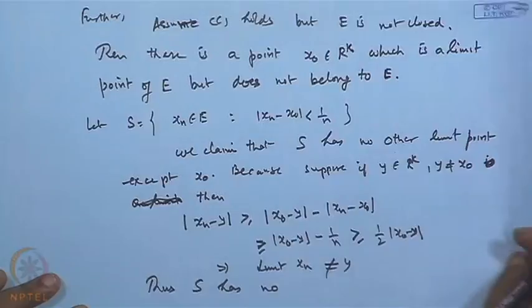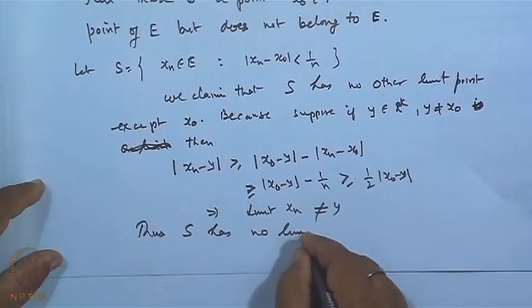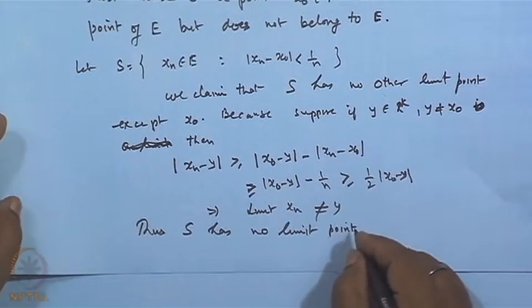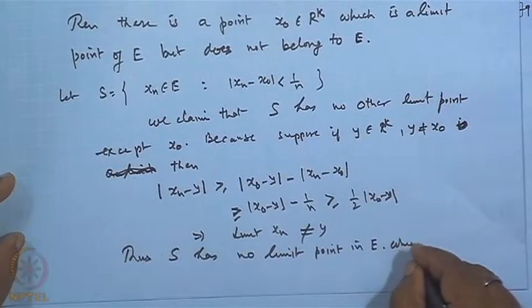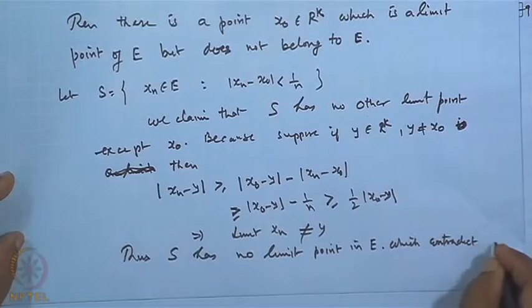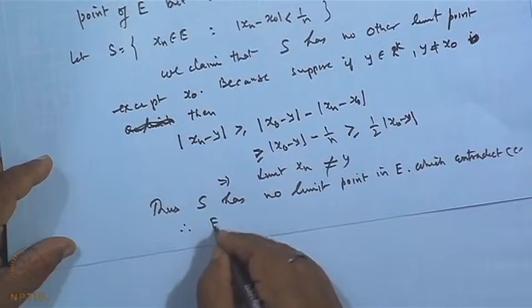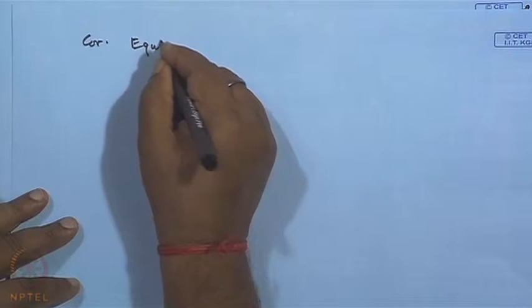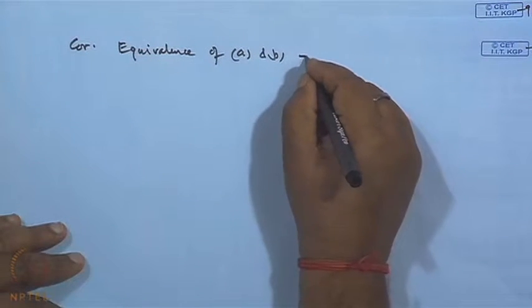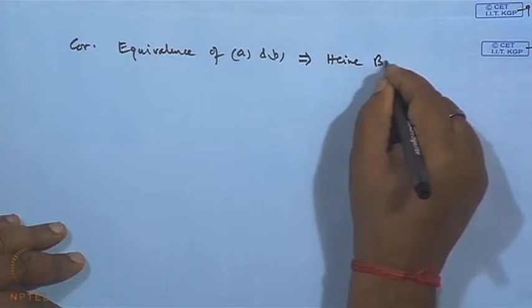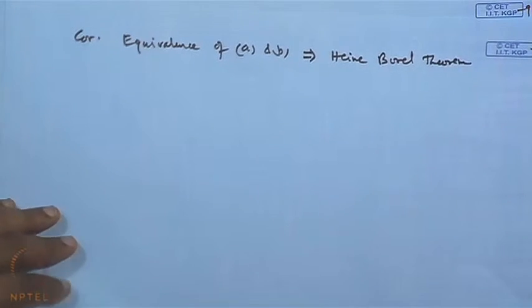So, S has no limit point in E, hence it contradicts our assumption, which contradicts C. Therefore, our E is closed. So, the equivalence of 1 and 2 will imply the Heine-Borel theorem. B will imply the Heine-Borel theorem. That is the proof for the Heine-Borel theorem.